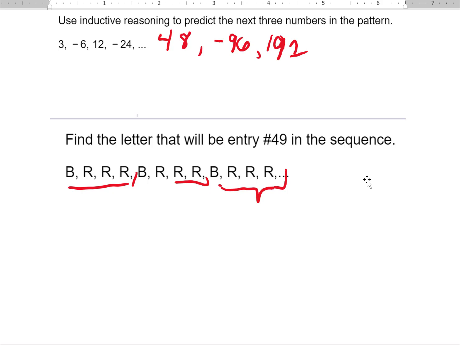of 4. So in order to find the entry that's the 49th in the sequence, I'm going to take 49 and I'm going to divide by 4. How many groups of 4 are there in 49? There are actually going to be 12 with a remainder of 1, because 12 times 4 gives me 48 and then 1 left over. So when I go into the next grouping of 4, I'm only going to move over 1 spot. And so the 49th entry is going to be a B.